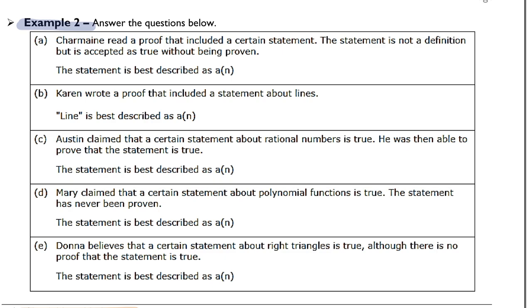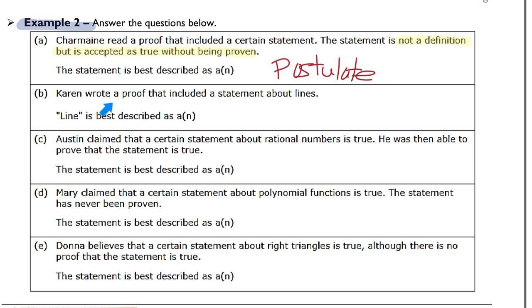So let's try one more of these together, and then I want you to check your understanding as our last thing today. Charmaine read a proof that included a certain statement. The statement's not a definition again, but is accepted to be true. So something that is not a definition, but is accepted to be true, is called, again, a postulate. If you just read the words and match the idea, we would have our answer.